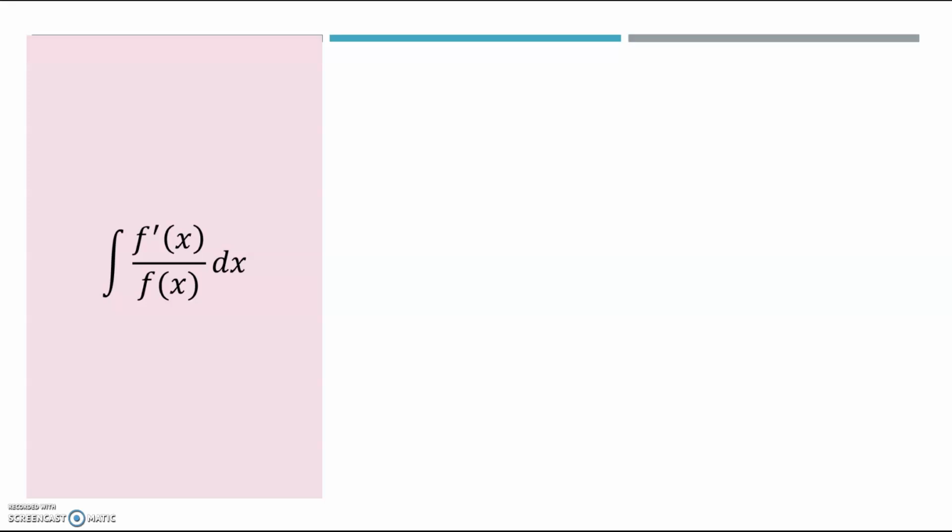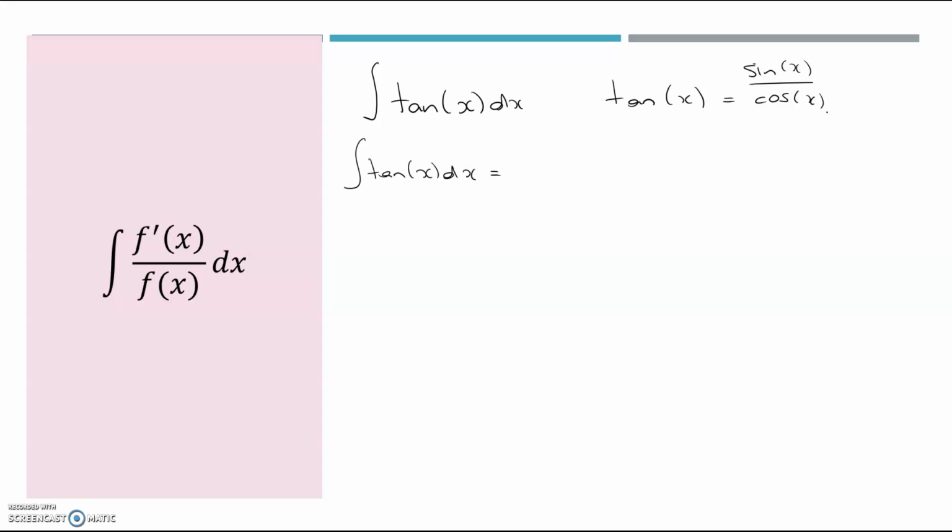Let's look at something like finding the integral of tan x. Now you can look it up on the table, but let's see how it works. Let's remember that tan of x is actually equal to sine of x over cosine of x. So the integral of tan x is the integral of sine x over cos x.